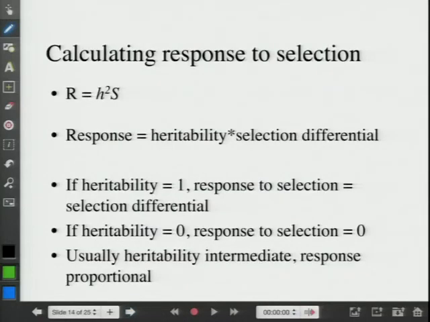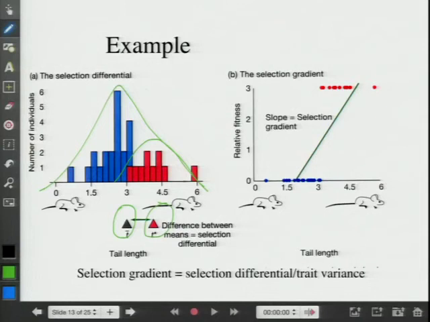When you said the negative value, that was 1 minus 2 and you got minus 1, so what is the negative sign? It means the selection is favoring those that are below the mean. Shorter tails or slower running speeds or whatever. It really is the simple difference between those that are reproducing and everybody. So if it's positive, then the selection is favoring those above the mean, and if it's negative, it's below the mean.